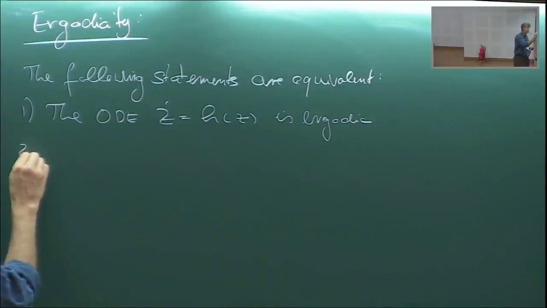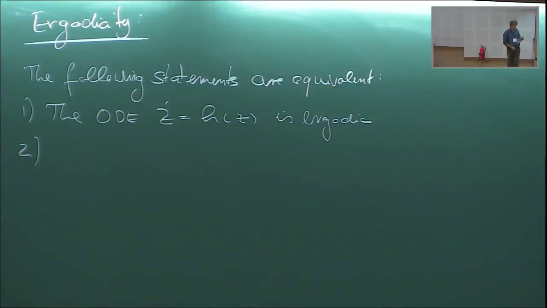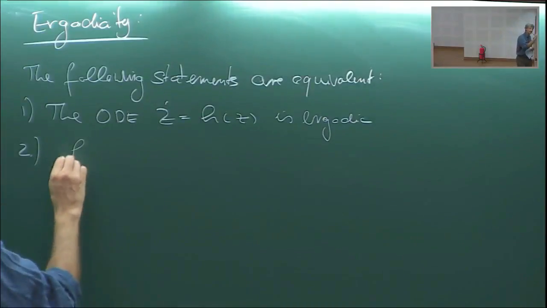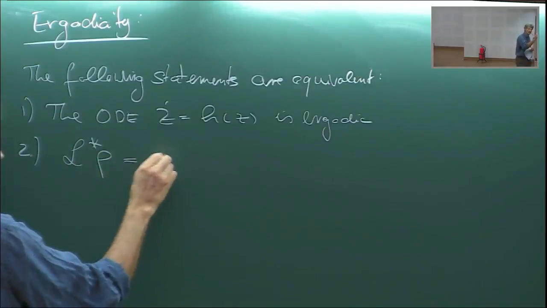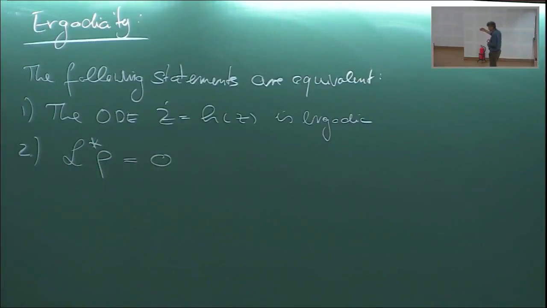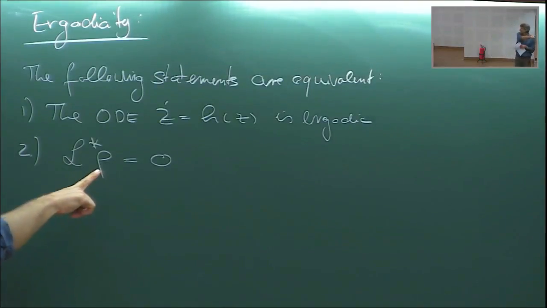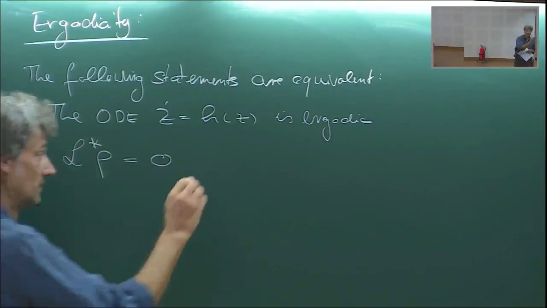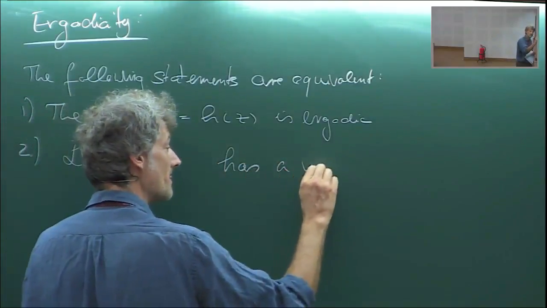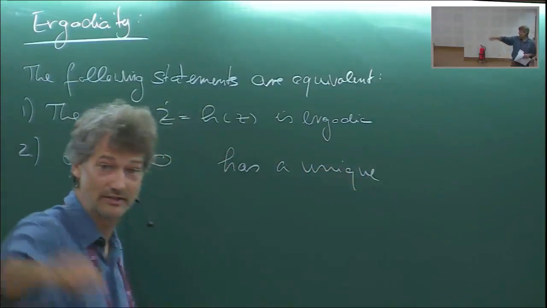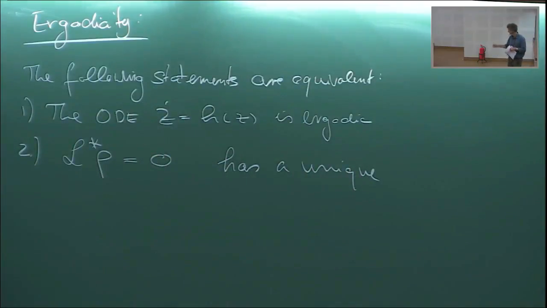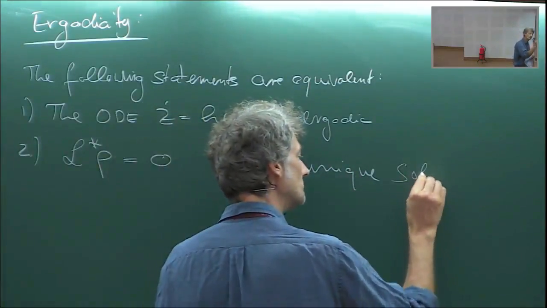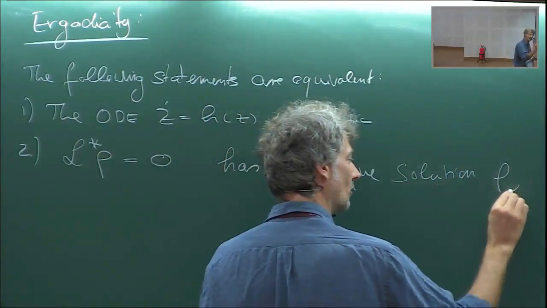Okay. The second one is, we said we want one unique invariant measure. So that means L star rho equal to 0, invariant measure. It doesn't change in time, but there's only one. So that means this equation has only one solution, a unique solution. And I can use that solution to calculate all my averages. Everything I want, okay? It has a unique solution, and let's call it rho infinity.